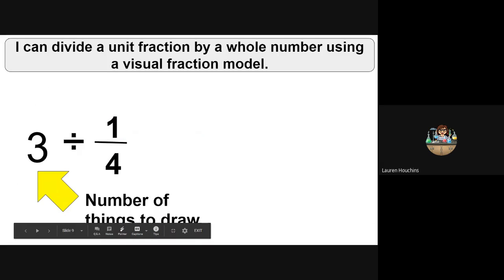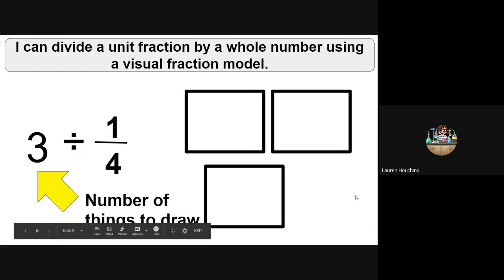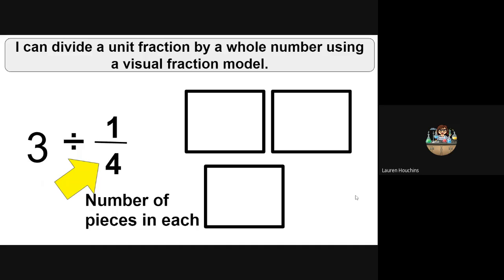So then we looked at models using whole numbers divided by fractions. And so with this number 3, that tells me how many things I need to draw, circles, squares, whatever. I chose to draw rectangles for this one. I drew 3 rectangles. And because my denominator tells me how many pieces need to be in each one, I broke each one of my rectangles up into 4.